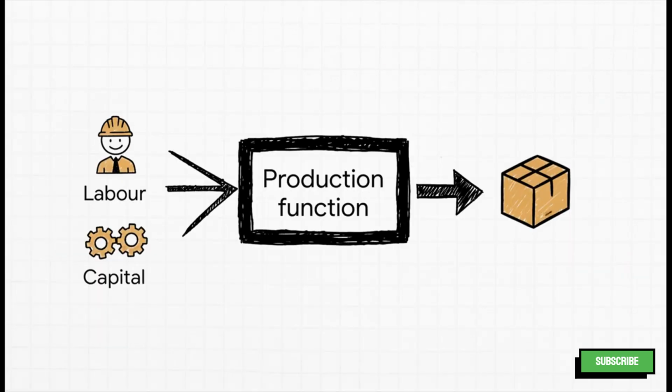So the most crucial point here is that output, which we just call Q for short, is totally dependent on the inputs you use. Now, just to keep things simple, like you see on the slide, we're only going to focus on two inputs, factor 1 and factor 2. You can think of these as the classic duo, labor and capital.